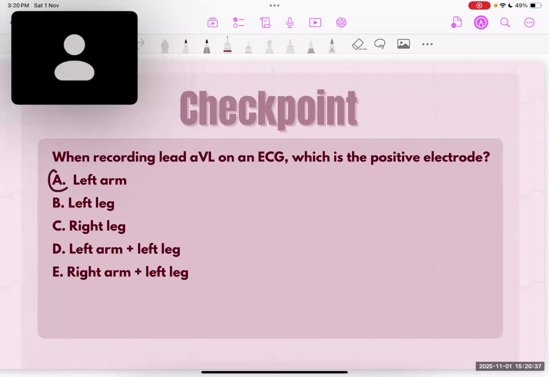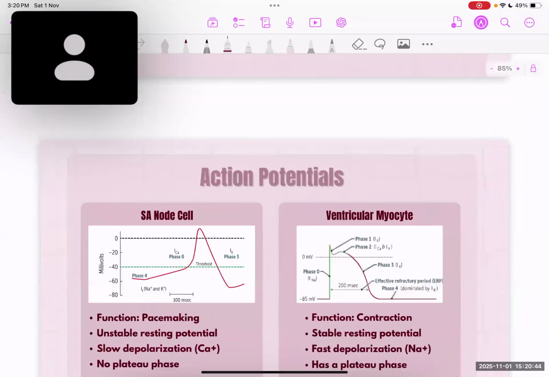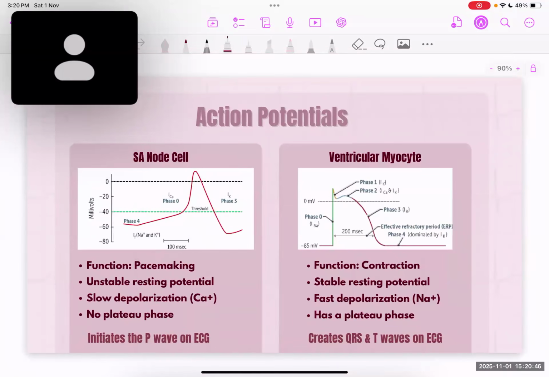Yes, it's the left arm, perfect. So as I said, L just connected to left arm. Perfect. Let's start with action potentials.